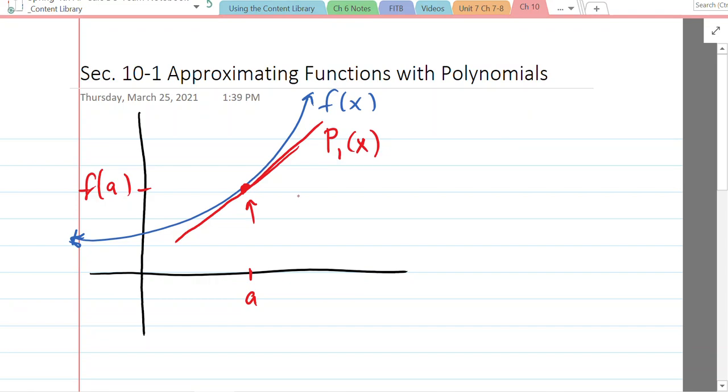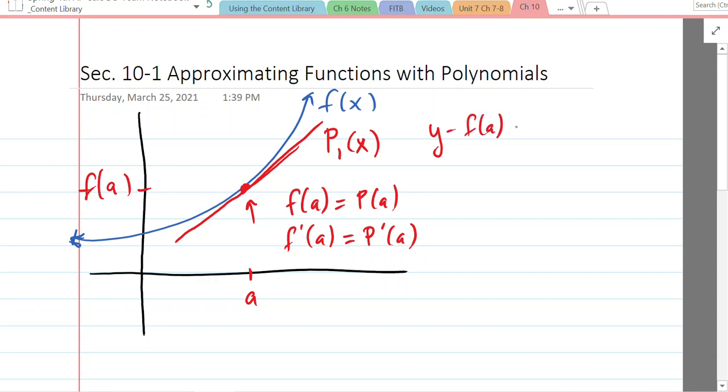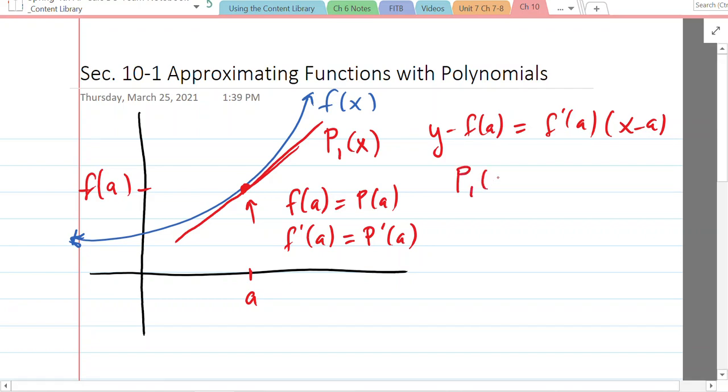And at that point, the function value is equal to the polynomial value, which is our line, and the derivative of the function is equal to the derivative of the polynomial approximation. And y minus the function value is equal to f prime of a times x minus a. That's what we did with our tangent line approximations. Now, instead of y, we call it the first order polynomial, which is equal to f of a plus the derivative at a of the function times x minus a.